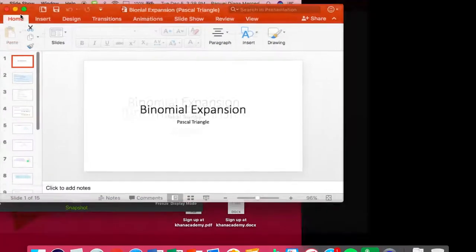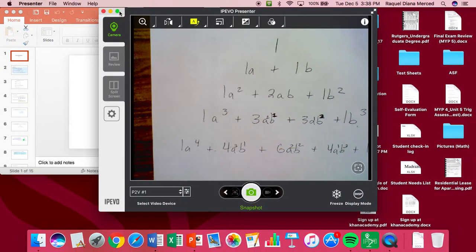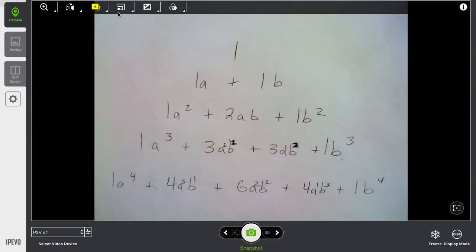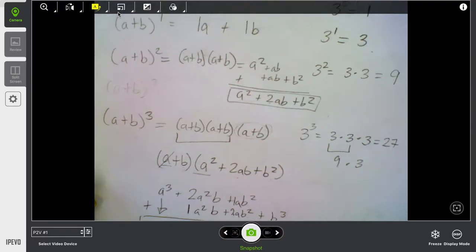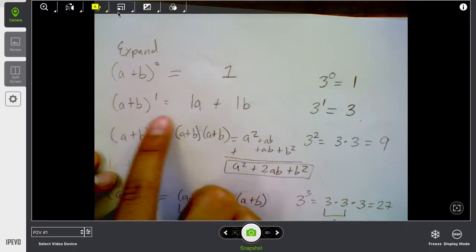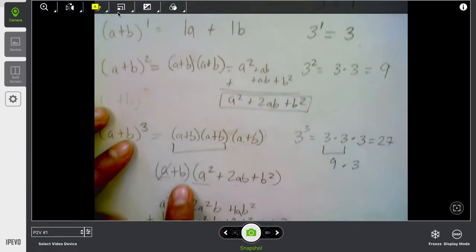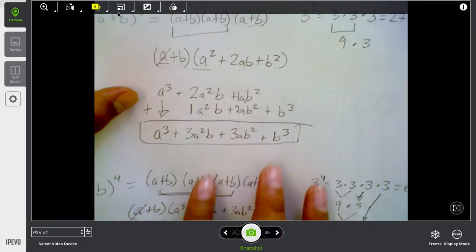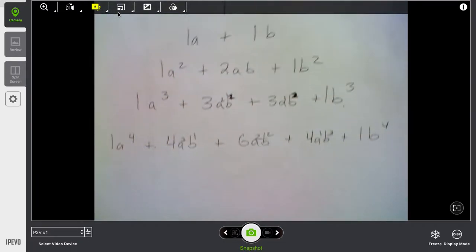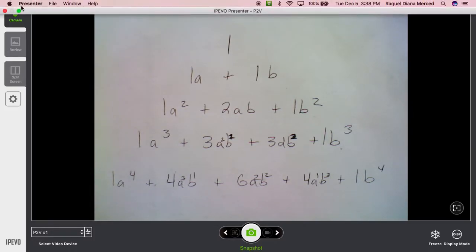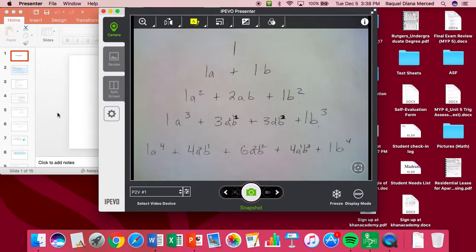So just as a quick reminder, in the last video we were asked to expand the binomial a plus b, and this was the final answer. Here was all the work that we did. We did a plus b to the 0 power, and that got 1, and so on and so on. All this work was in the previous video. So the final answer looked like this. And I just want you to have a refresher before we go over this PowerPoint.